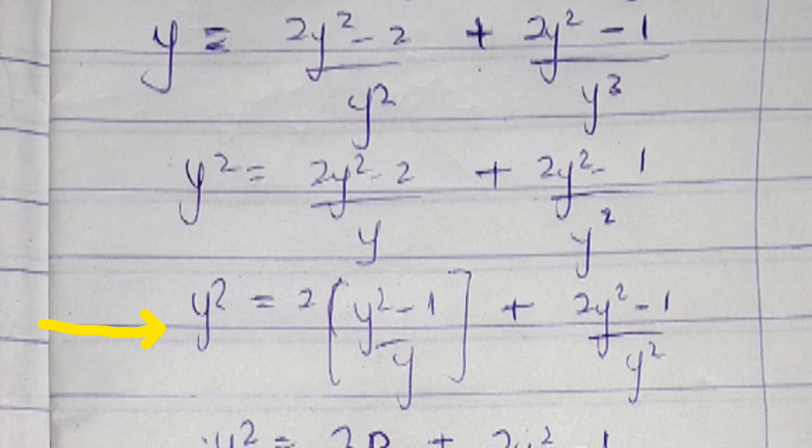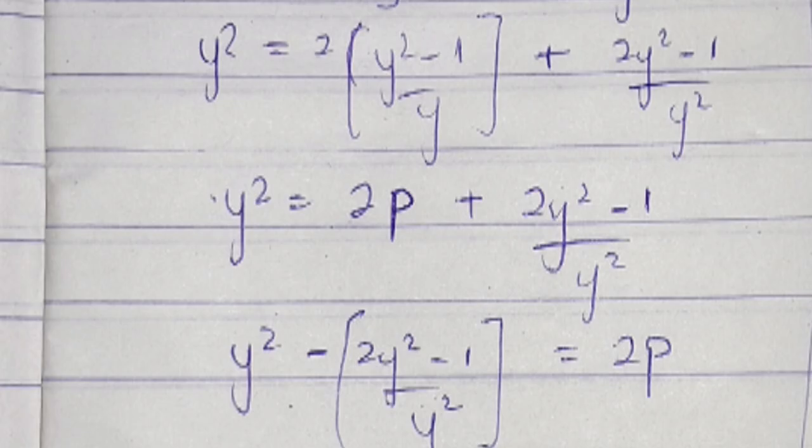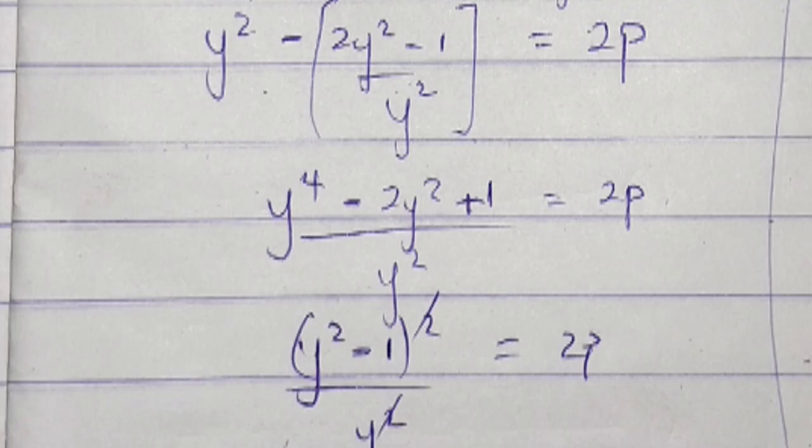2 into y squared minus 1 all over y, factorized out. So I can have that equation I just said earlier by finding the LCM of y minus 1 over y, which is the value of p normally. So then plus 2y squared minus 1 all over y squared. Then from there I substituted p to have y squared equals 2p plus 2y squared minus 1 over y squared. Leaving 2p on the right hand side, take the other one to the left hand side. You then have y squared minus, in brackets, the rest. And I found the LCM of the left hand side to get it as that.